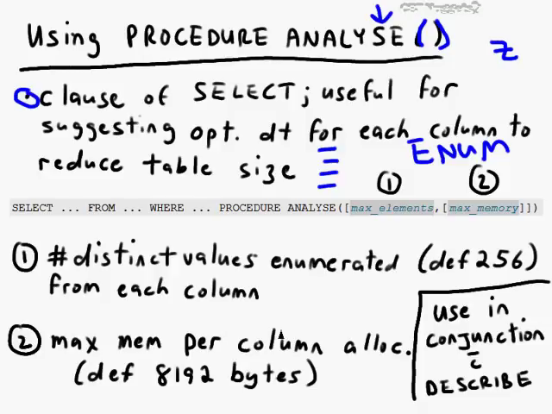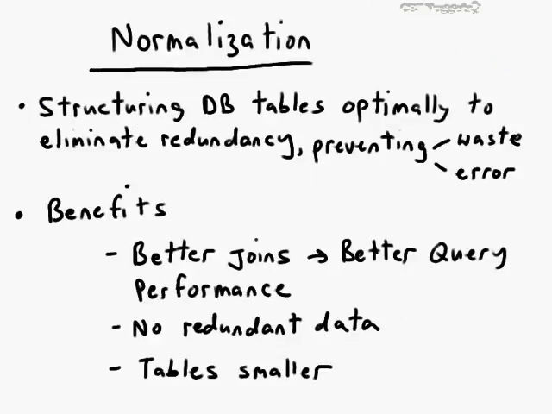Now, I've found that the procedure analyze function works especially well when you run other metadata commands like show table status and describe. And in the upcoming demo, I'll show you exactly how we can use those three commands together to get some really interesting table optimization suggestions from our tables.